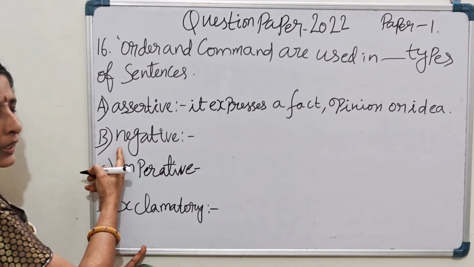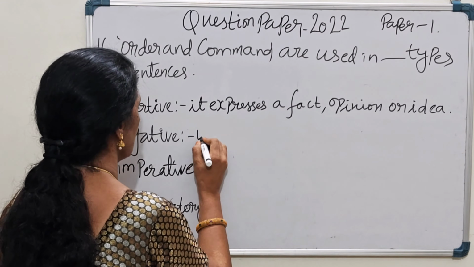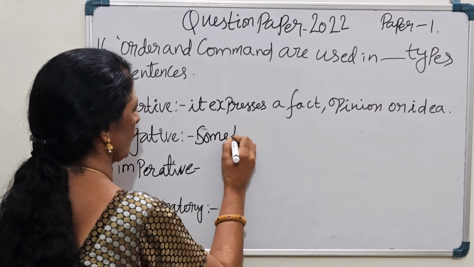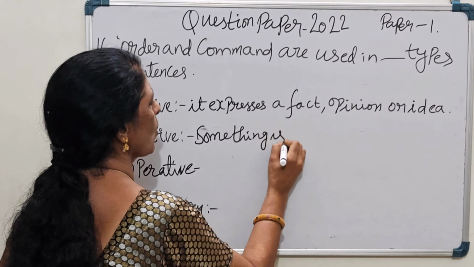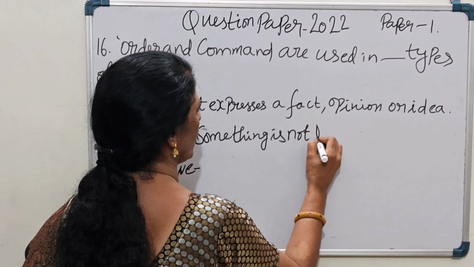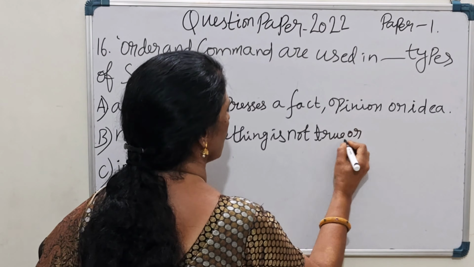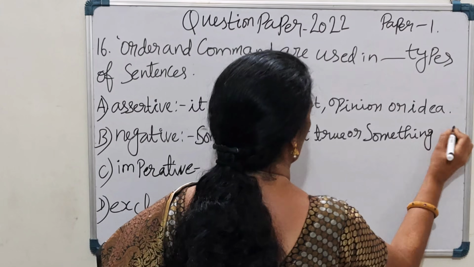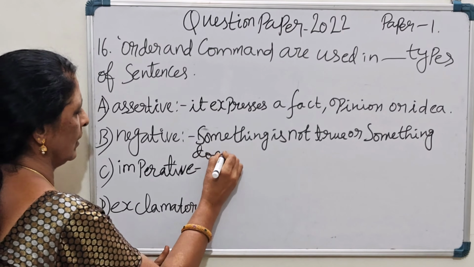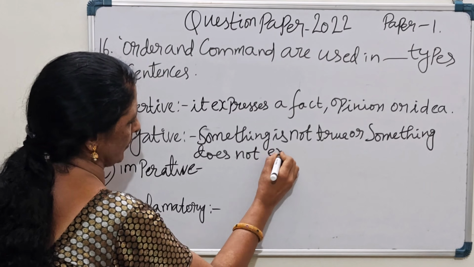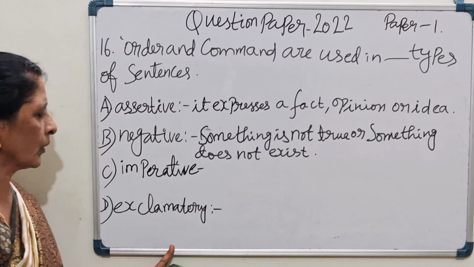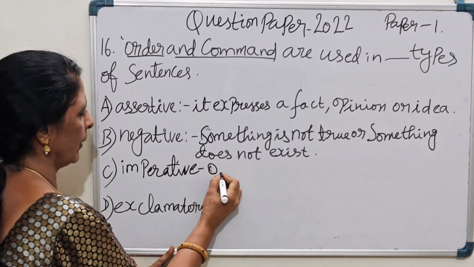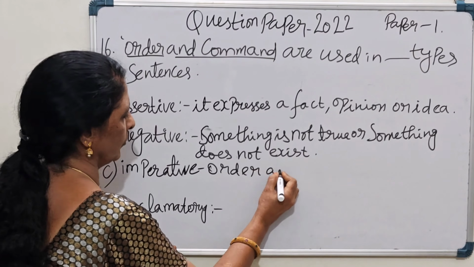Next one, negative. A negative is a statement that says something is not true, or something does not exist. Imperative. Imperative sentence is order and command.